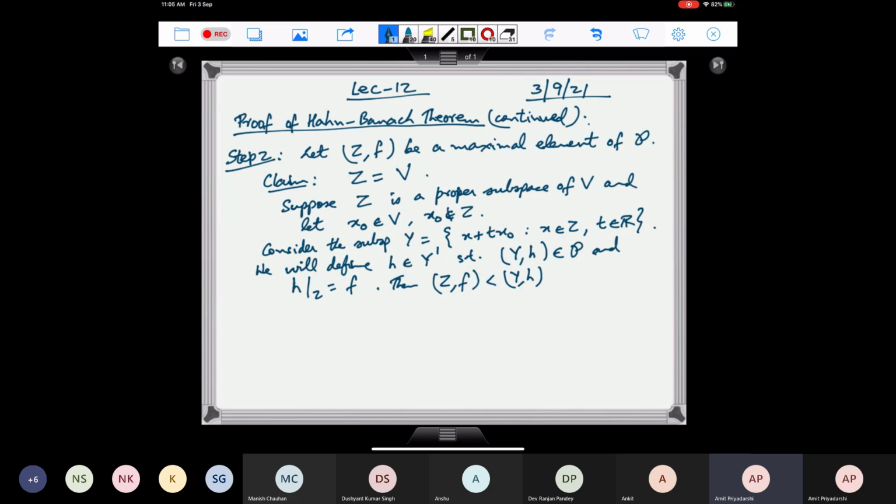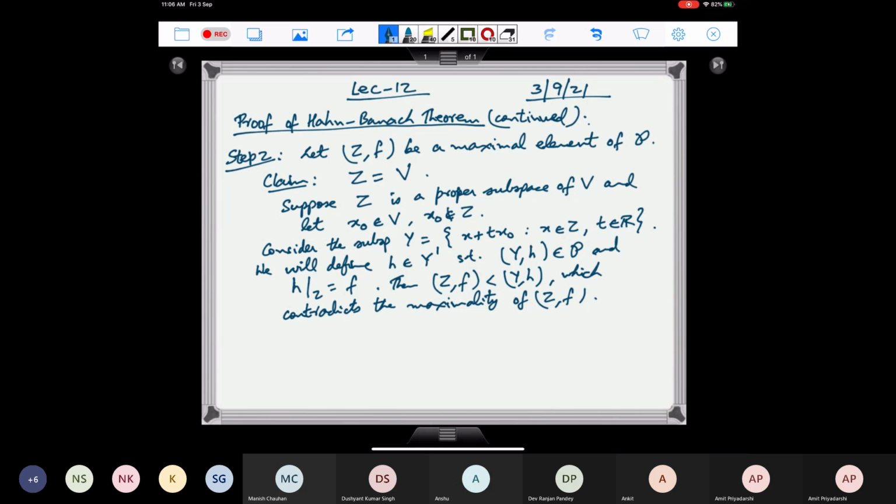This will contradict the maximality of (Z, f). So therefore, our assumption that there exists some x naught which is not in Z is not true. So Z will be equal to the whole vector space V. So how to define this h? That is what we have to do.